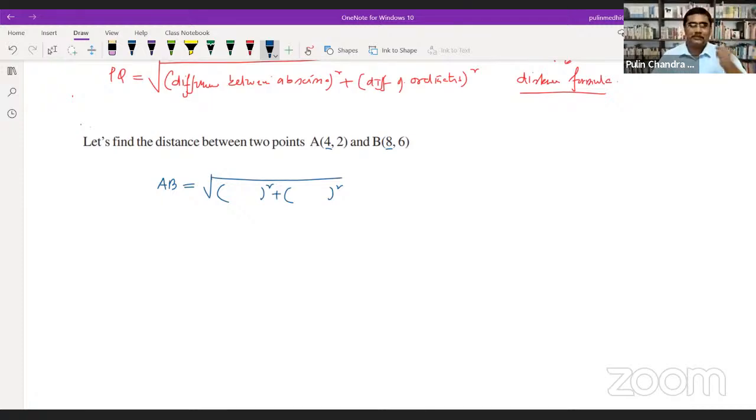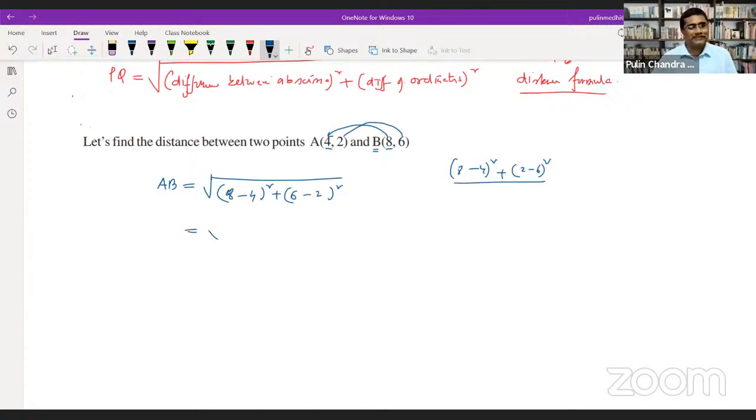But as a part of the discipline, if I talk about the point B afterwards, to iska coordinate pehle le lena. To kya hoga? 8 minus 4 whole square and then plus 6 minus 2 whole square. That order is to be maintained, that discipline you maintain. Agar tum bologe nahi sir 8 minus 4 ek bar likhenge aur yahan pe 2 minus 6 likhenge, koi baat nahi, answer sahi rahega, but you should not do that.